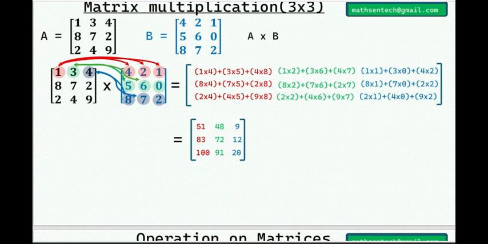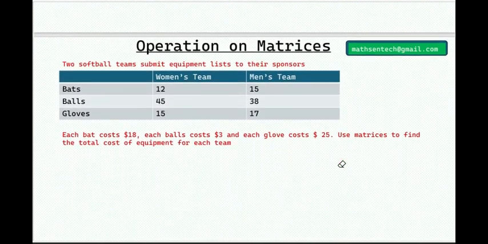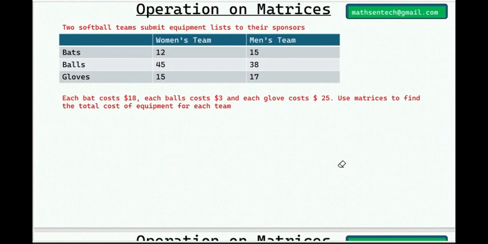Okay, now I wanted us to do a real practical exam situation where you're going to use matrices, so that we see how we now do this, because this was just theoretical. Now you can have a practical situation. For example, when you're having a question like this: 2 softball teams submit equipment lists to their sponsors.